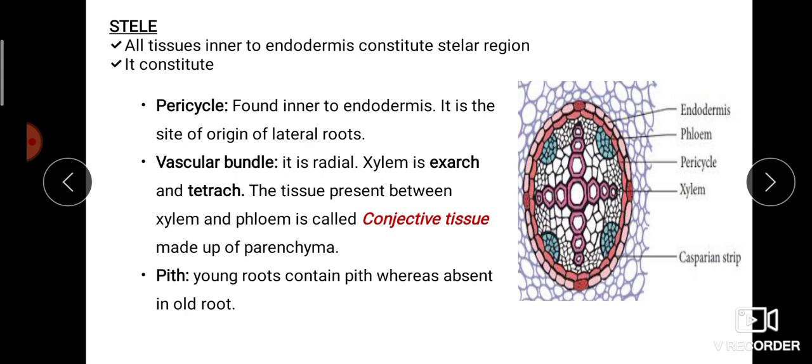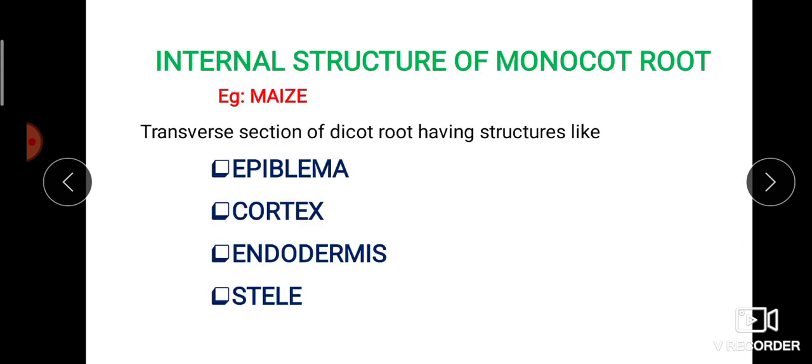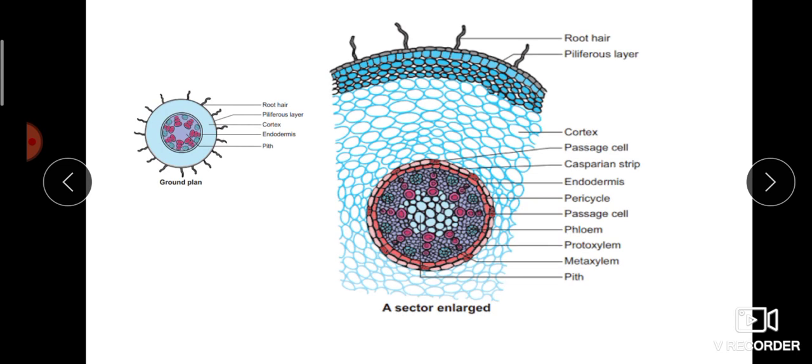Example is bean. Okay, now we are moving to the internal structure of monocot root. Example, maize. So the transverse section of monocot root has structures like epiblema, cortex, endodermis and stele. Just like dicot, all the characters like epidermis, cortex, endodermis and stele are found in the internal structure of monocot root, that is maize also. So this is the ground plan of monocot root and this is the portion which is enlarged.